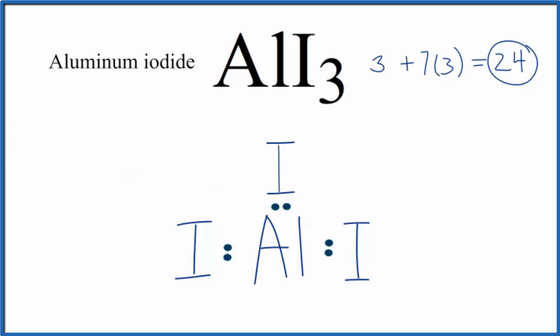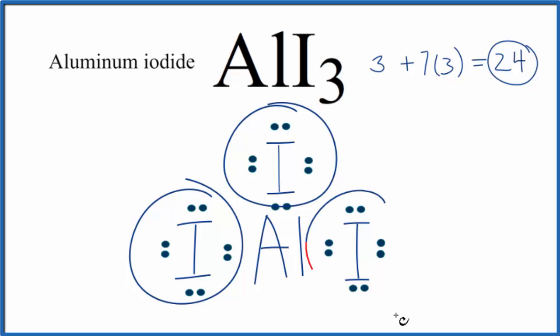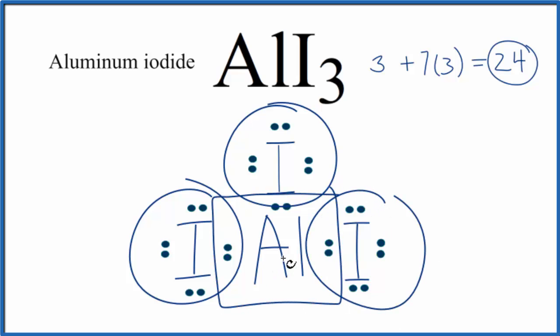Then we'll complete the octets on these iodine atoms. So at this point, we've used all 24 valence electrons. Each iodine atom has an octet, so those are all good. But this aluminum in the center only has 6 valence electrons. Aluminum is an exception to the octet rule. It can have only 6 electrons and be okay with that.